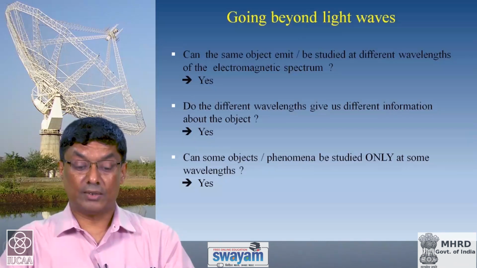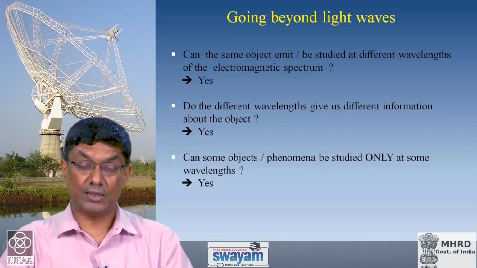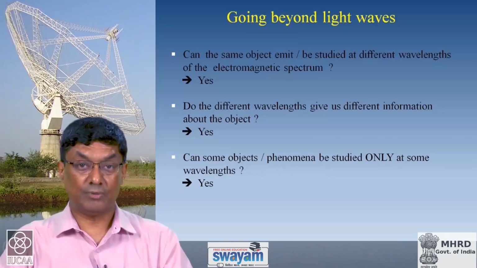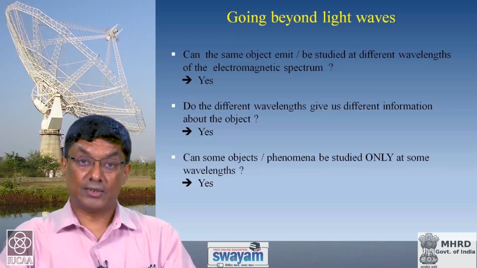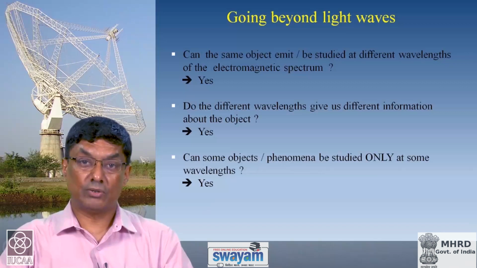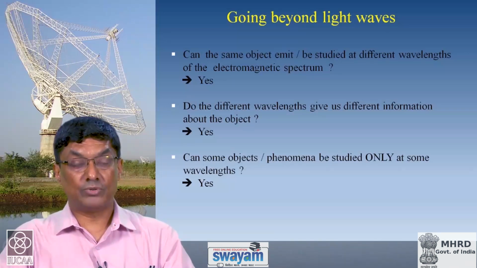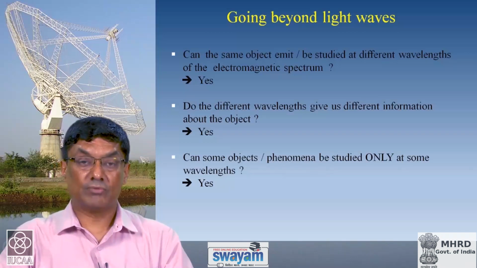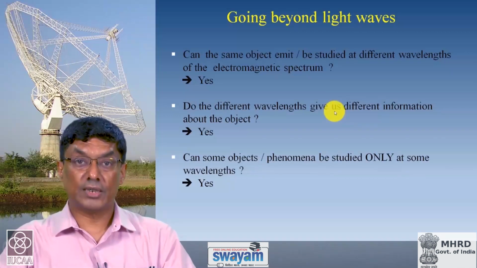And the third one is that other objects or phenomena that can be studied only at some wavelengths, for example, something that may not emit at any wavelength other than optical or any wavelength other than radio. And again the answer is yes, there are objects in the universe which preferentially emit only on a narrow part of the electromagnetic spectrum, and therefore, if you are able to study objects in different parts of the electromagnetic spectrum, then you can get a much more detailed and complete view of the universe.